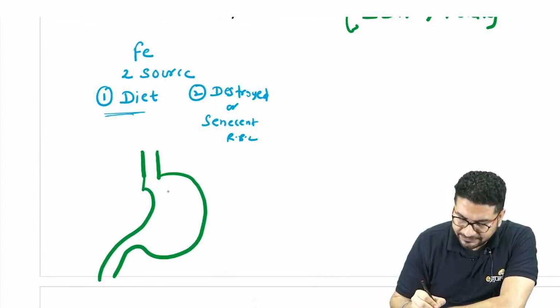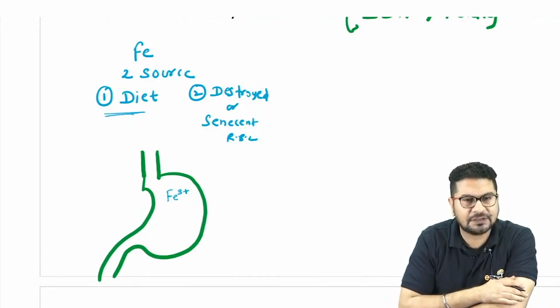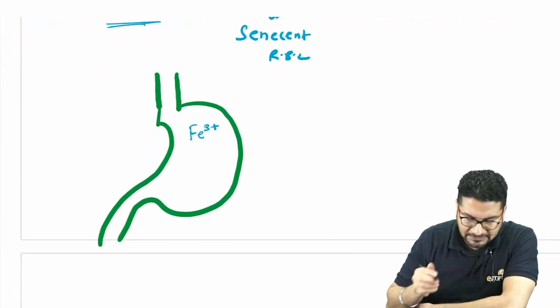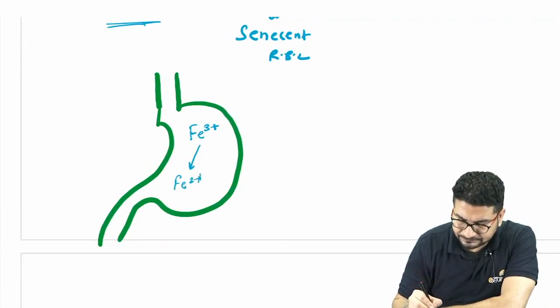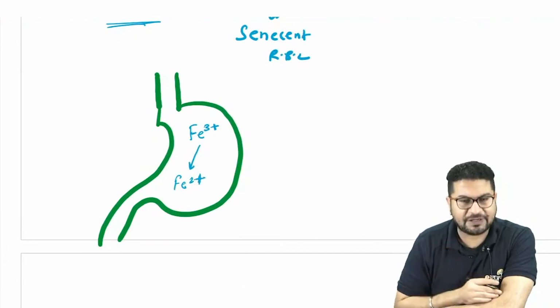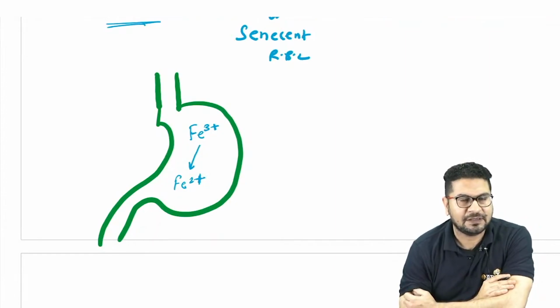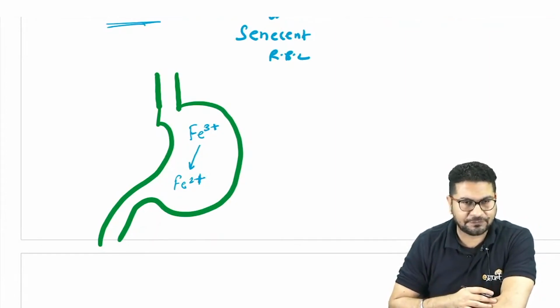This iron which is going into your stomach, in which form is it? It is in ferric form. Ferric form is called Fe3+. Then this Fe3+ will convert into ferrous form. Ferrous form is Fe2+. Am I clear? In your stomach, this ferric form is converted into ferrous form.